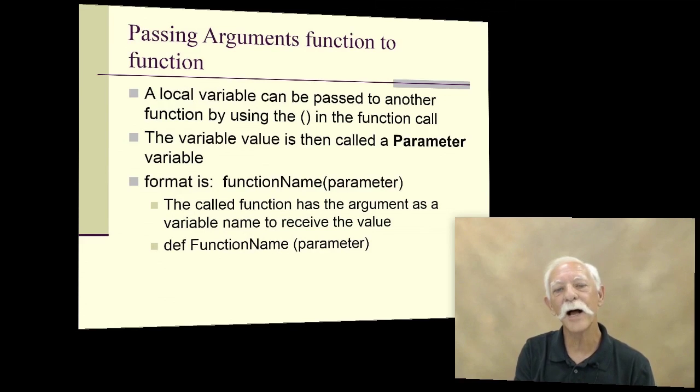Let's take that variable value and put it in the function call. We're going to call it a parameter, just a different name. The format looks like this. Instead of calling just the function name with empty parentheses, we're going to put that variable name inside the parentheses. Then, when it calls the function, it's going to pass that value to the next function. So let's see how this works.